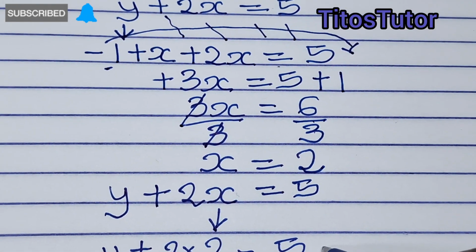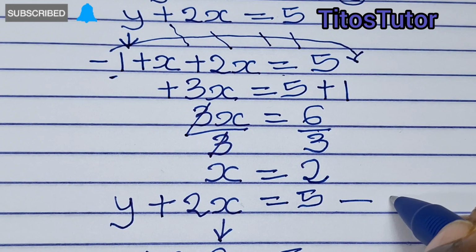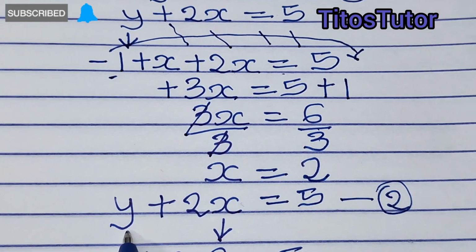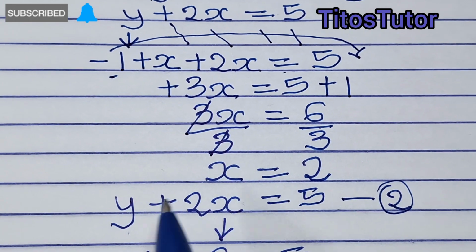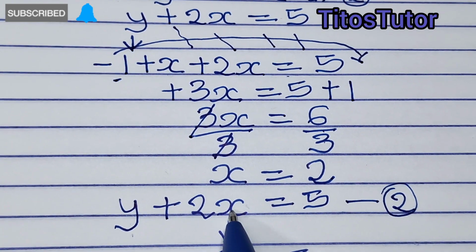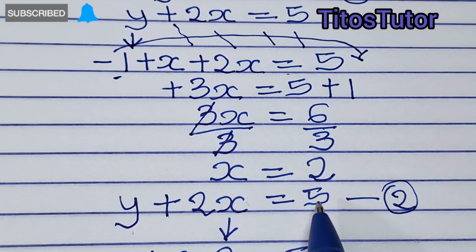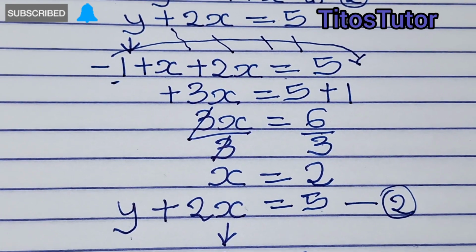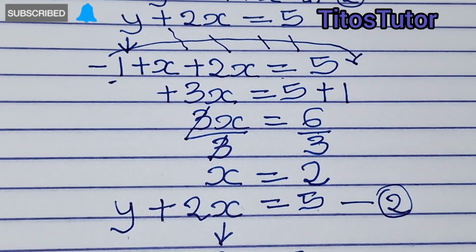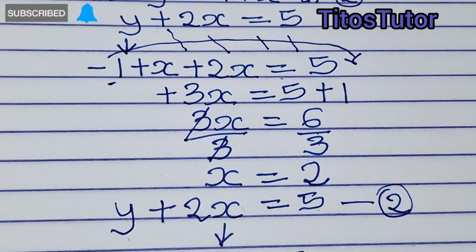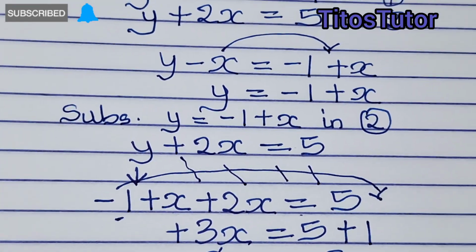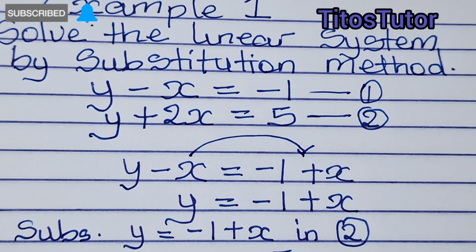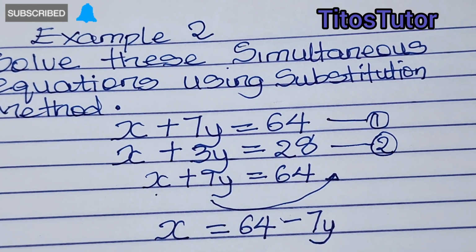This was our second equation. This one, equation 2. So I'm going to put 1 here and put 2 here. Okay, 1 plus 2 times 2 is 4. So 1 plus 4 is 5. So I know that my answer is correct. So this is how to solve simultaneous equation using the substitution method.